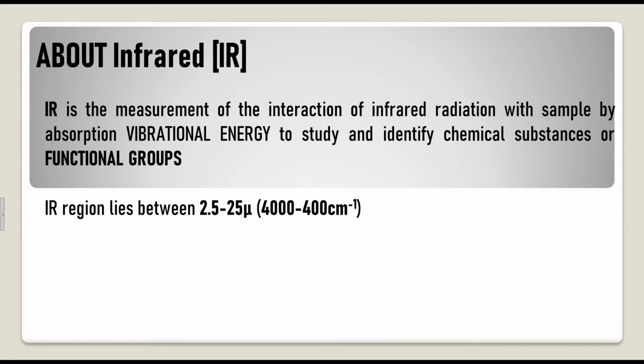What is IR? IR is the measurement of the interaction of infrared radiation with a sample by absorption of vibrational energy to study and identify chemical substances or functional groups. In one word, IR is used to identify functional groups by the absorption of vibrational energy. This is what IR is. The range of IR is 2.5 to 25 micron. In centimeter inverse, we can say 4000 to 400.